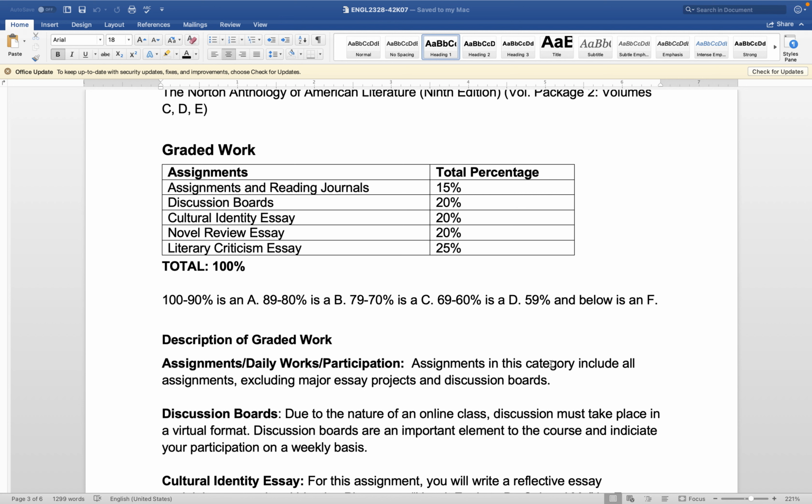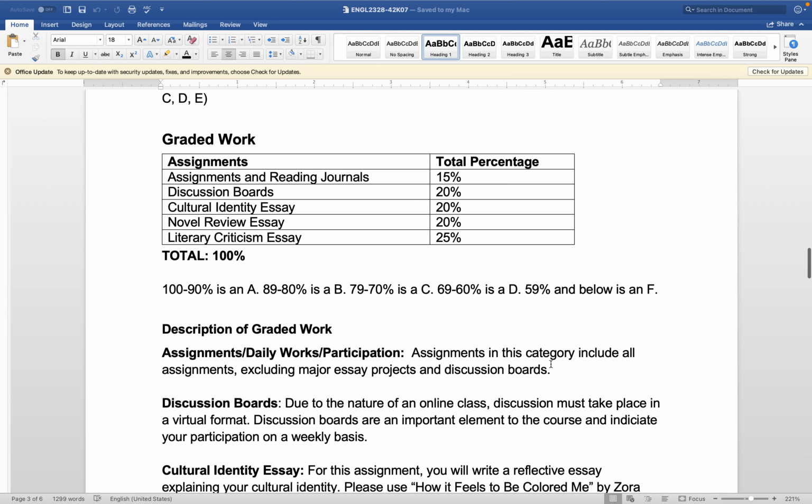You're going to write a novel review essay. This will be over a novel that you select from a list of approved novels. Now, for this novel review essay, you're going to select the novel the very first week of class, but the review is not due until Unit 7. So just make sure that you don't wait until the very last minute to read this novel. I want you to have an opportunity to really take your time with it. And then the last unit in this class is actually a literary criticism essay. So for that last unit, you won't have any reading assignments, reading journals, or discussion boards. You will just be working on that essay.